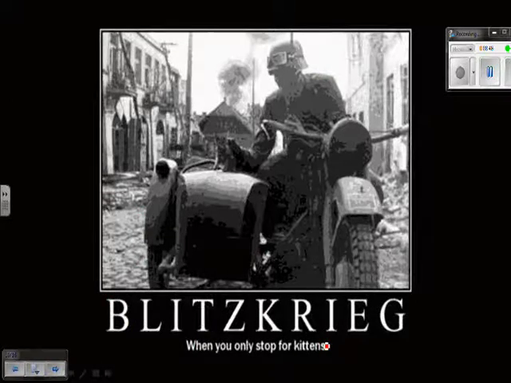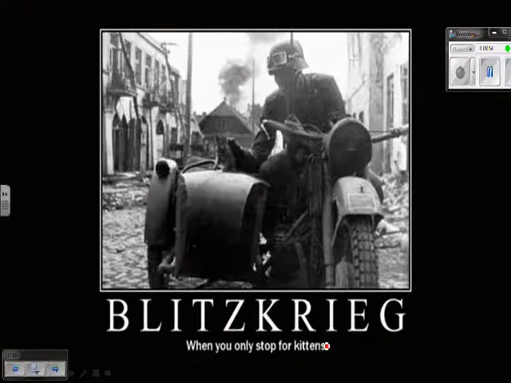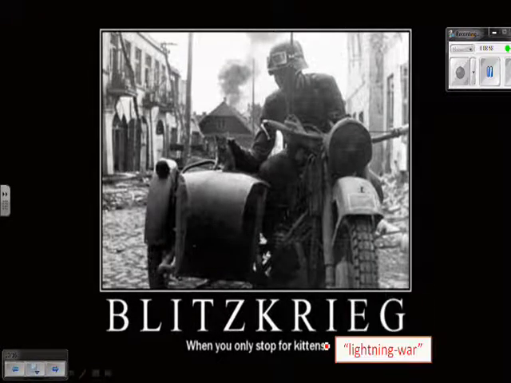Now, this is kind of a funny picture, and I only added it because it gets the idea of what Blitzkrieg is, and it also has cats, and I like cats, right? It says Blitzkrieg when you only stop for kittens. Now, Blitzkrieg actually means lightning war, the loose translation.